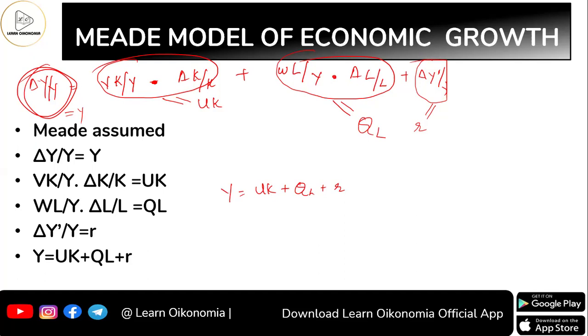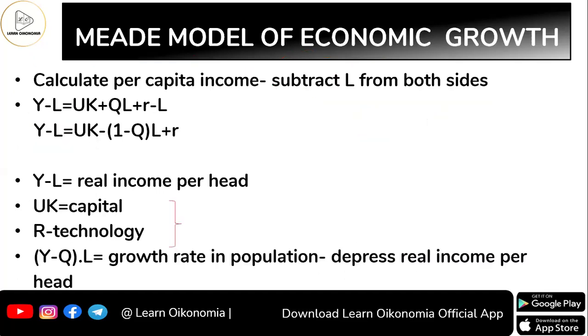Now we proceed with this equation. Now the equation is y is equal to UK plus QL plus R. Here we deal with per capita income, because we need to calculate per capita income. In order to calculate the per capita income, we need to bring the role of population. So we will be subtracting labor from both sides of the equation.